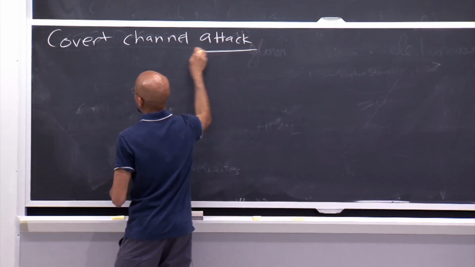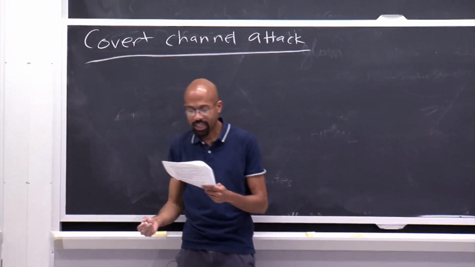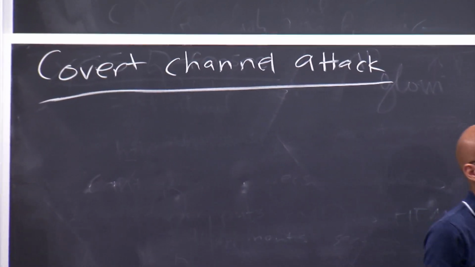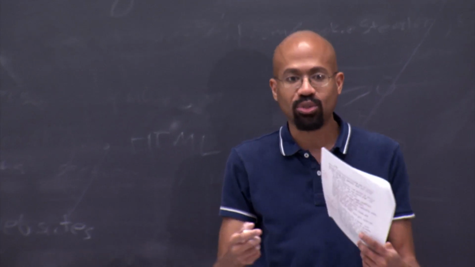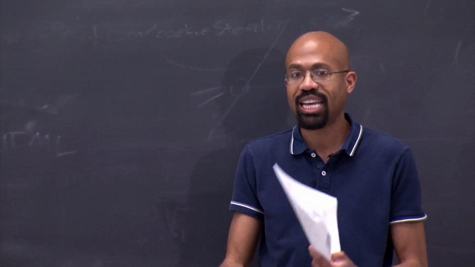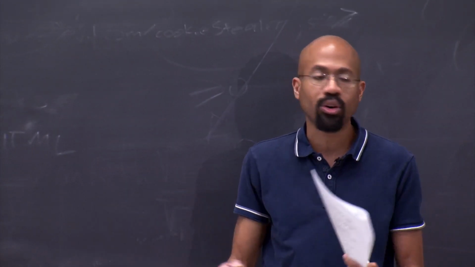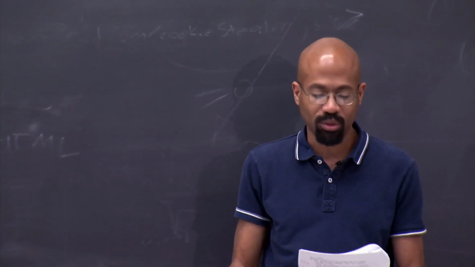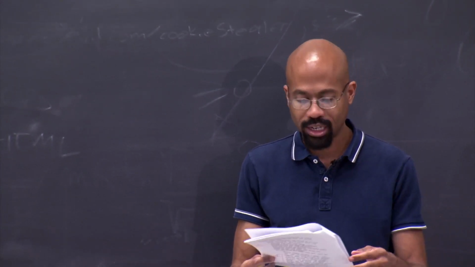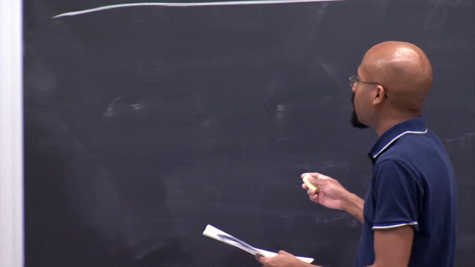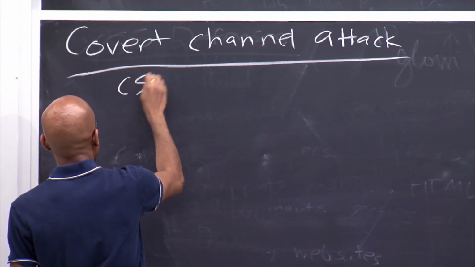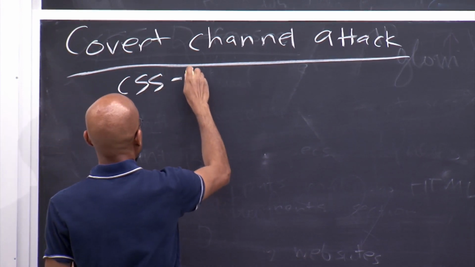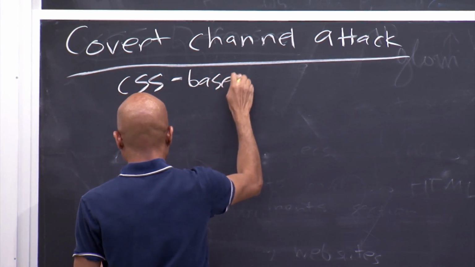And so the idea behind a covert channel attack is that essentially the attacker has found some way for two applications to exchange information. And that exchange vector is not sort of an officially sanctioned vector. The attacker is somehow leveraging some other part of the system to pass bits of information between two different entities. So a good example of some of this stuff is something called CSS-based sniffing attacks.